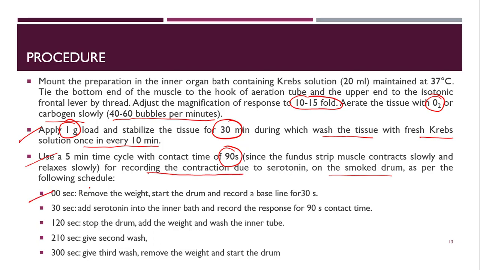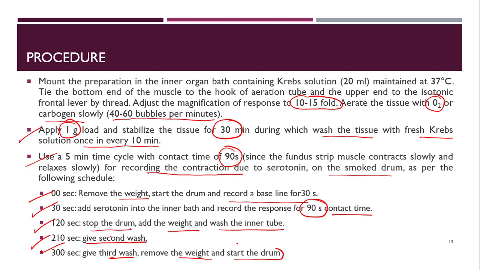At 0 seconds we have to remove the weight, start the drum, and record the baseline. At 30 seconds we have to add serotonin in the organ bath and record the response for 90 seconds, that is the contact time. At 120 seconds we have to stop the drum, add the weight, and wash the organ tube. At 210 seconds we have to give the second wash, and at 300 seconds we have to give the third wash, and remove the weight, and start the drum.